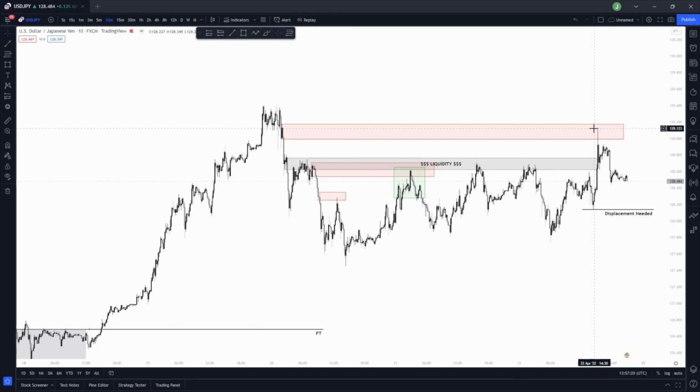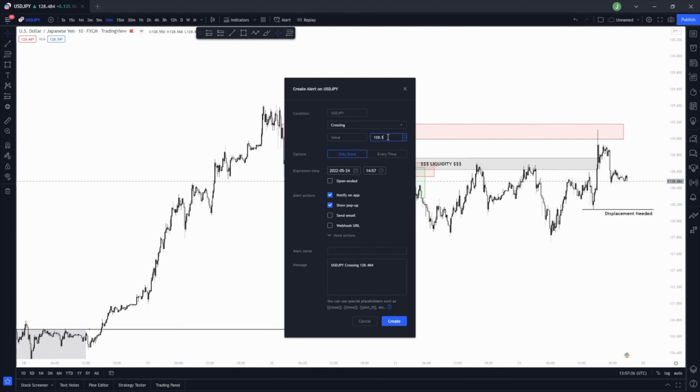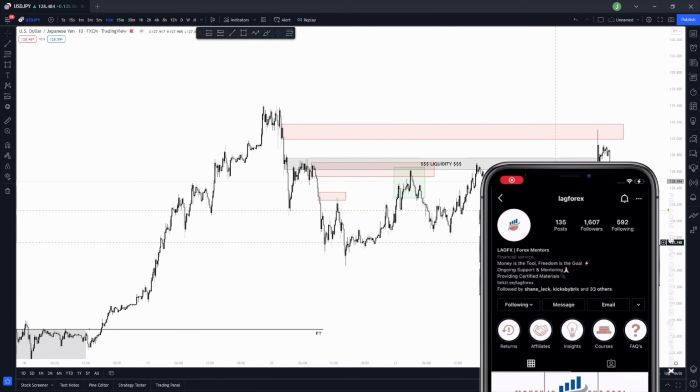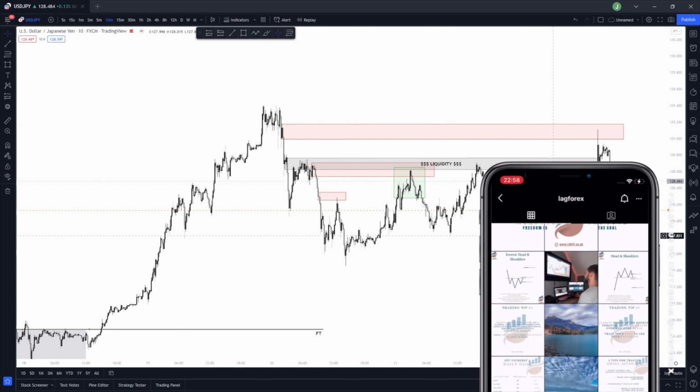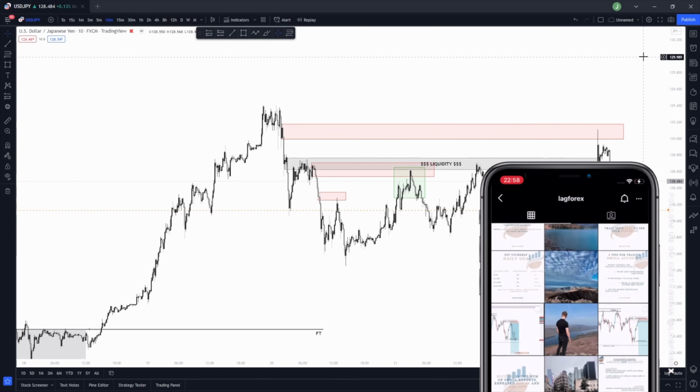So trying to be involved in any sells from this moment on, given that the correct confirmation is delivered, does seem wise to me. As I stated, I'm going to be setting an alert here, which is around about 128.13. And I'll just be waiting for the displacement to be delivered. If so, we'll then start looking at lower time frames for some sell positions.